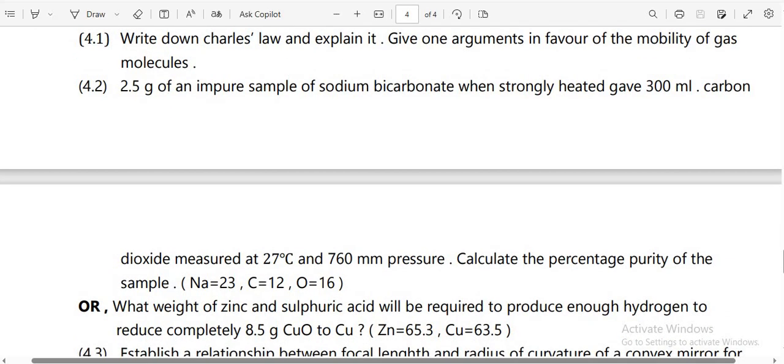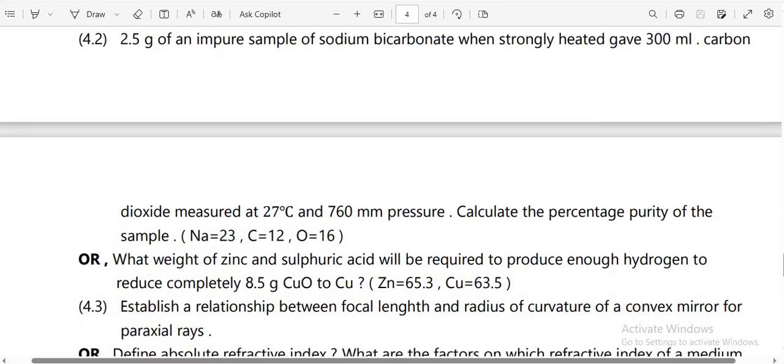4.2 2.5 g of an impure sample of sodium bicarbonate when strongly heated gives 300 ml carbon dioxide measured at 27 degrees Celsius and 760 mm pressure. Calculate the percentage purity of the sample. Na is equal to 23, C is equal to 12, O is equal to 16.